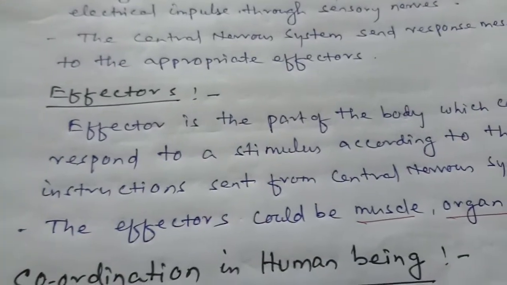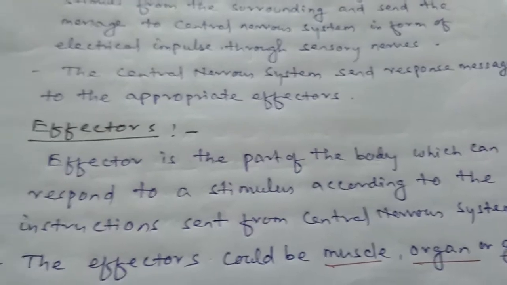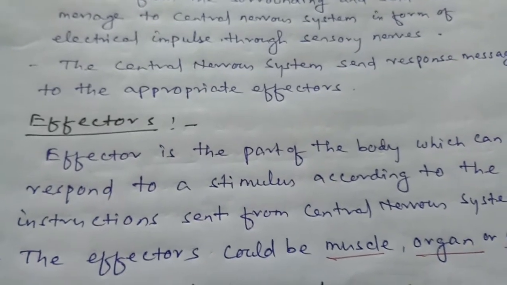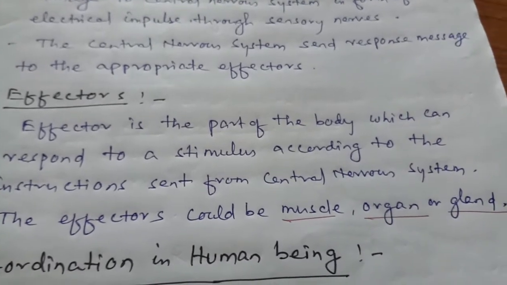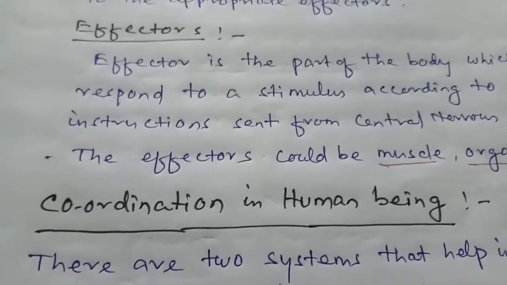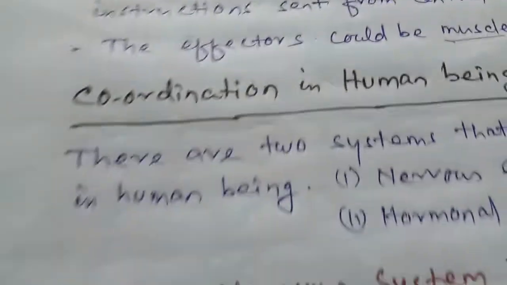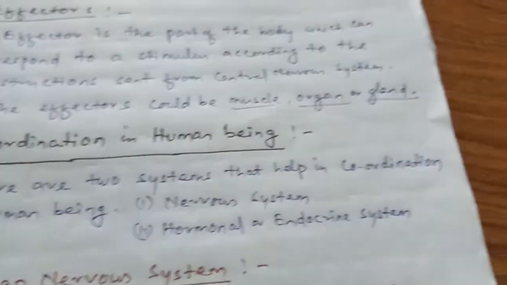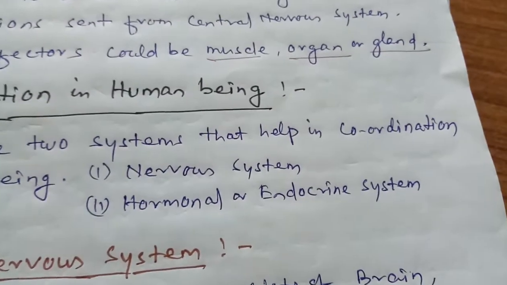Now we should understand what are effectors. An effector is a part of the body which can respond to a stimulus according to the instruction coming from the central nervous system. The effector can be a muscle, an organ, or a gland. Now students, look at the coordination in human beings. How does coordination take place in human beings? There are two systems that help in coordination in human beings. Those systems are the nervous system and the hormonal system or endocrine system.